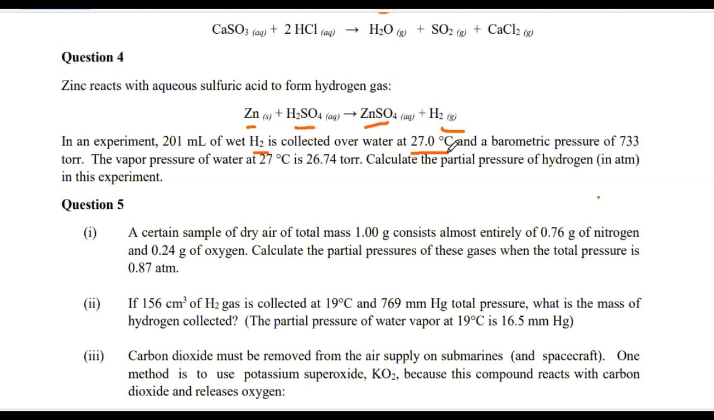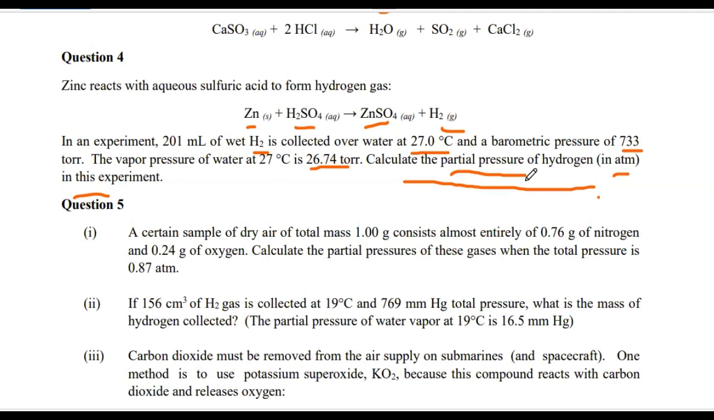at 27 degrees Celsius, and the barometric pressure of 733 torr. Then the vapor pressure of water at this 27 degrees Celsius is just 26.74 torr. Then the question is, calculate the pressure of the hydrogen in atmospheres in this experiment. So calculate the partial pressure.